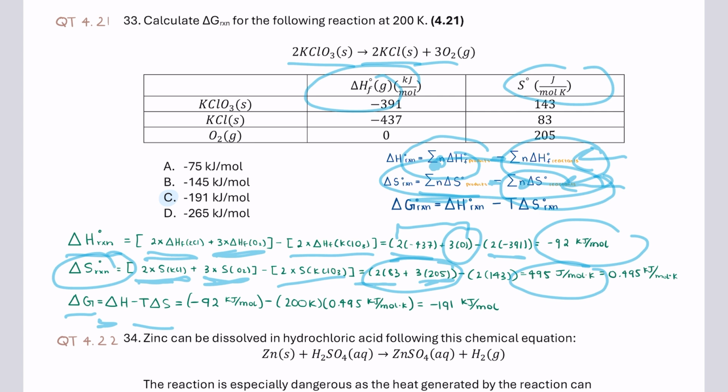Because our enthalpy was in kilojoules, we're going to convert entropy into kilojoules by dividing by 1,000. That gives us 0.495 kilojoules per Kelvin. Now we can go back to our main equation and plug in the enthalpy and entropy values we just calculated. So delta G is going to equal negative 92 kilojoules per mole minus 200 multiplied by 0.495 kilojoules per mole per Kelvin. And that will give us a delta G that is equal to negative 191 kilojoules per mole. So the correct answer for problem 33 is C.